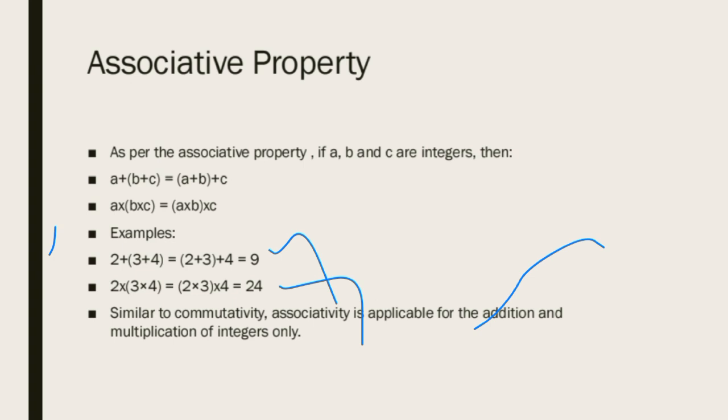Subtraction and division do not exist in the associative and commutative property.